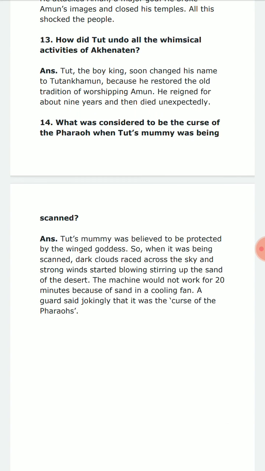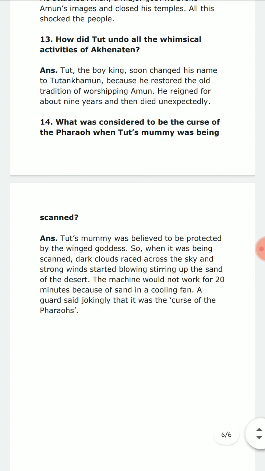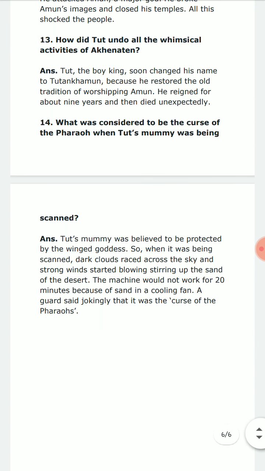Not only that, he brought law and order within the country, because the country was in chaos. To be very honest, the country was in chaos because of his father's whimsical strategy. Every strategy of his father was a failure, futile. So he restored law and order within the entire kingdom.